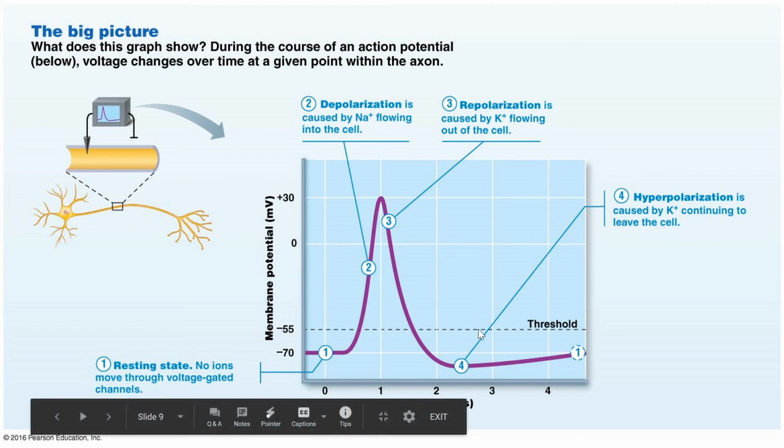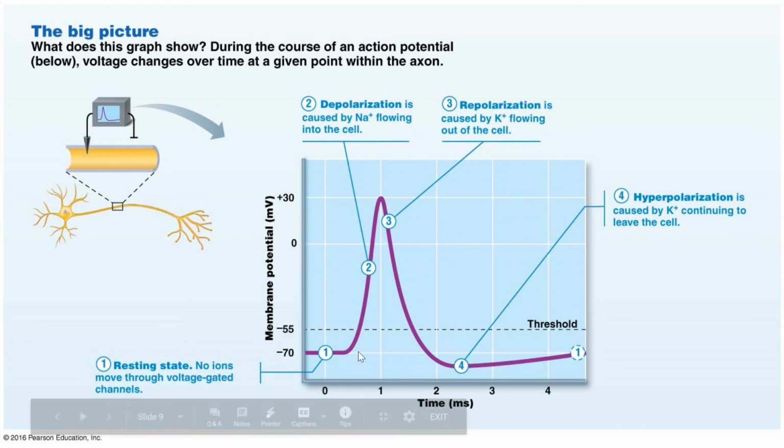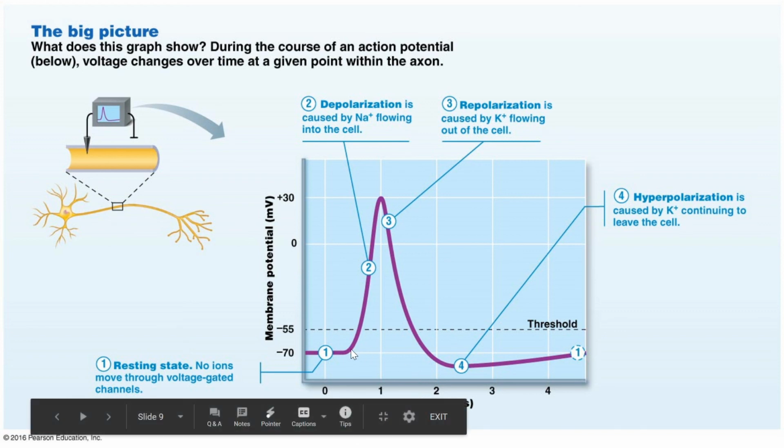Notice there is a threshold here. If the membrane were to depolarize to -60, nothing would happen. It has to meet the threshold that's around -55, and then it will be able to send the signal. If it's just a little blip like that, no action potential.